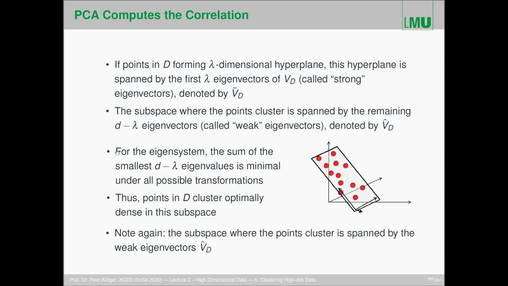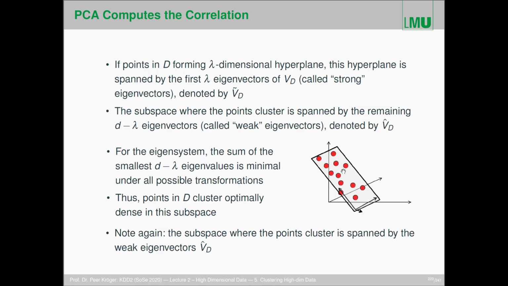Yeah, so for the eigensystem, the sum of the smallest d minus lambda eigenvalues is minimal under all possible transformations. We know that from before, so we know that the d minus lambda eigenvalues are really those that have the smallest variance among all the points. So if we somehow have a good idea on how to choose this lambda, we are sure that the points cluster optimally dense or have the smallest variance in this d minus lambda dimensional subspace, which is in that case a one-dimensional subspace here in this example.